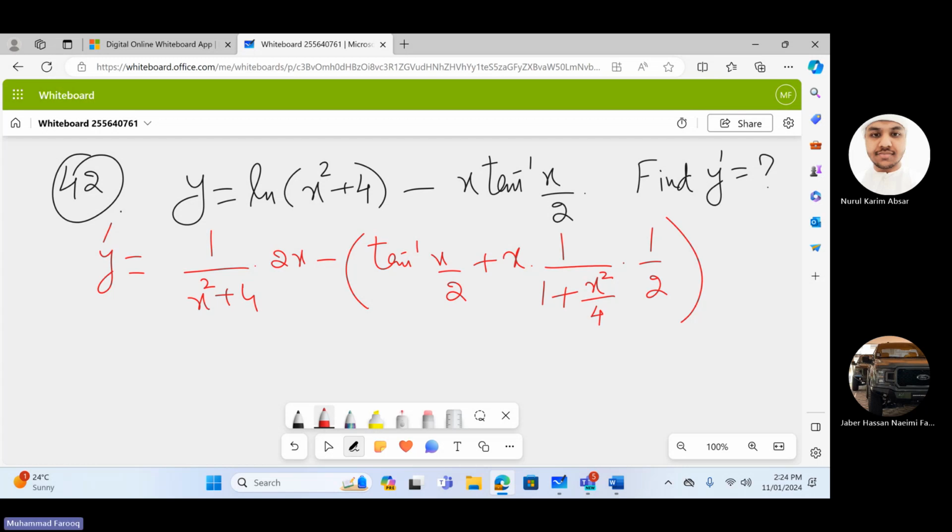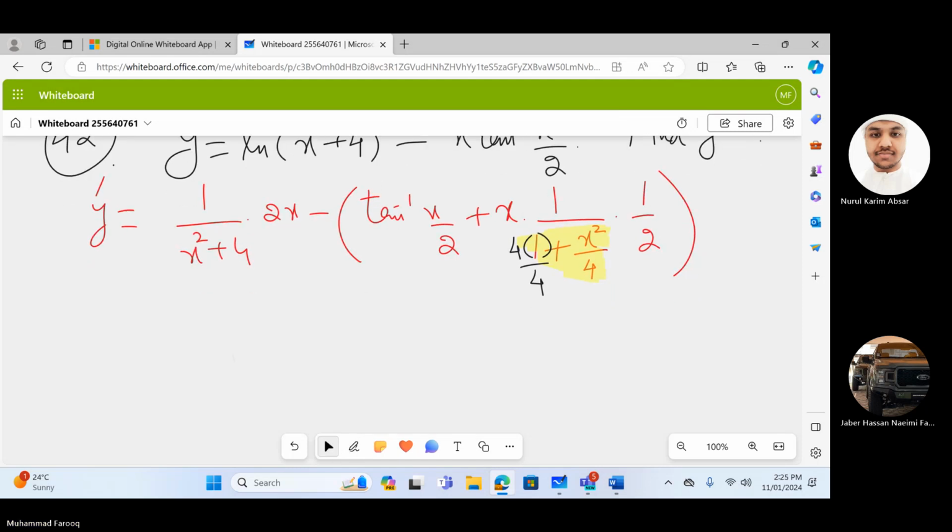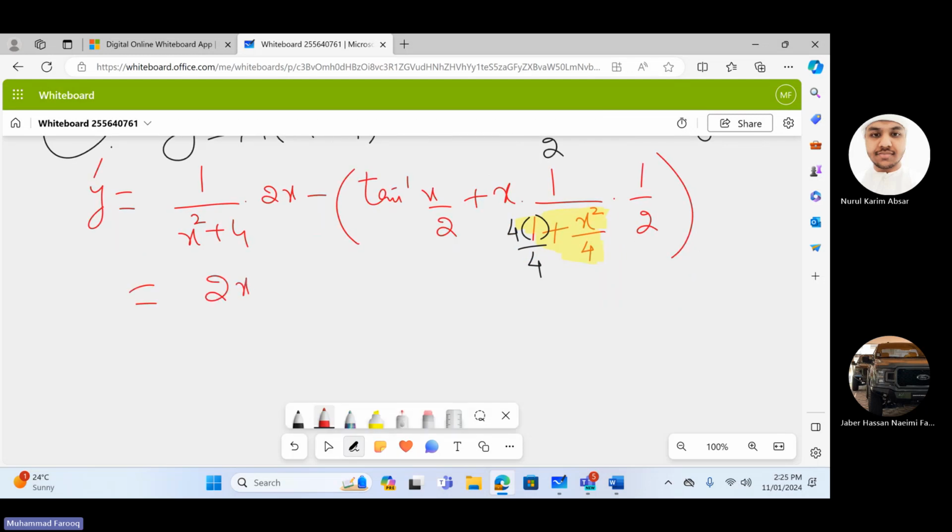Clear? Now it's time to simplify this. Here I can take the common denominator. For the sake of common denominator, I can multiply 4 up and down. Yes or no? So you can see I have common denominator 4. So here I have 2x divided by x squared plus 4, minus, you can open the bracket now, tan inverse with the value x/2. This is positive, this is negative.